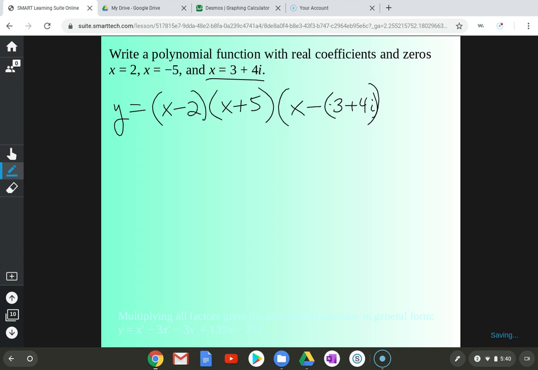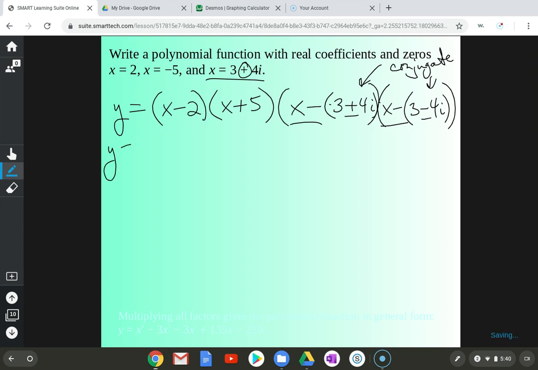But when we have a complex zero, we must also include its conjugate. What is the conjugate of 3 plus 4i? 3 minus 4i. So whenever you have a complex zero, like this one, you must include the conjugate, this guy. And how do you find the conjugate? You just change the sign that separates those two terms. Notice it's still x minus. The only thing that changes is the sign inside of the complex number. So we go from 3 plus 4i to 3 minus 4i.